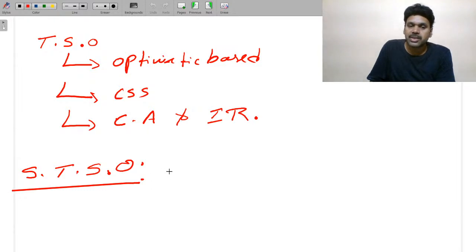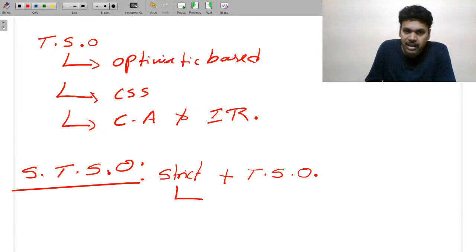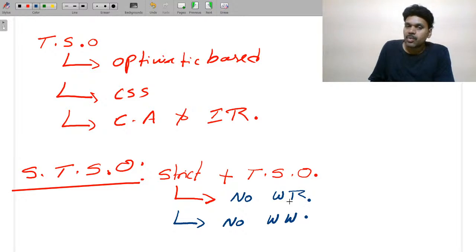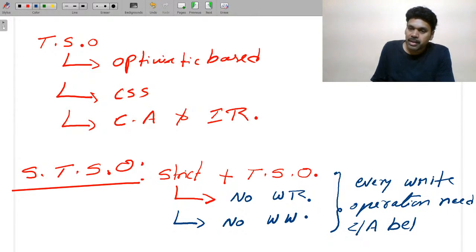So come here. What is a strict timestamp ordering? It is a strict plus timestamp ordering. Friends, what is the meaning of strict? We learn that strict's main intention is no WR and no WW. What is the meaning of that? Every write operation needs to commit or abort before sharing with others.